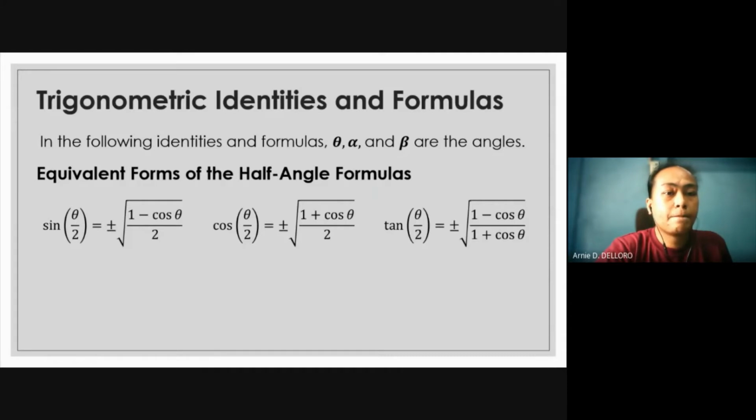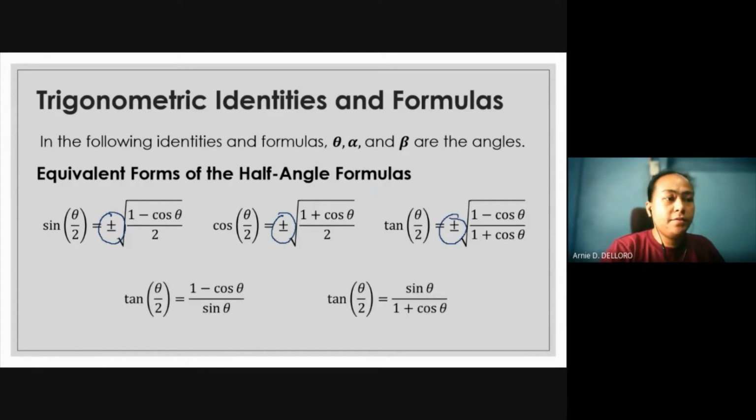So, in this case, in the equivalent forms of the half angle formulas, the plus and minus sign that you see in our formulas is actually determined by the quadrant of the angle theta over 2. So, the sign of our formulas will be based on the location, or on the quadrant, where the given angle is. Okay? So, please take note of that.